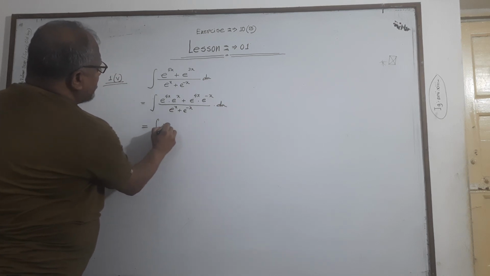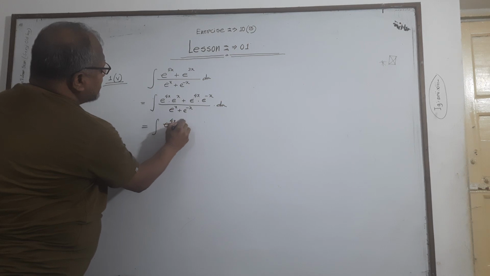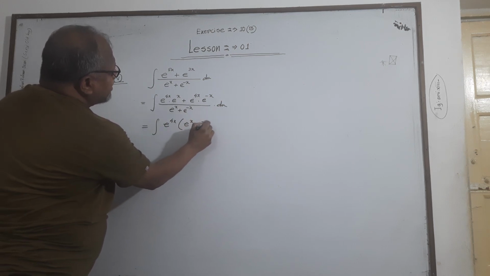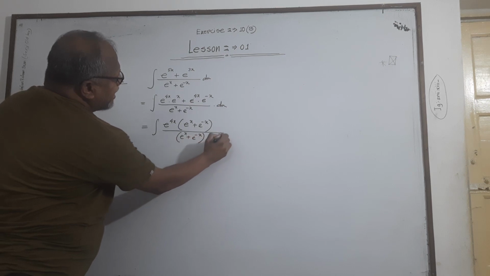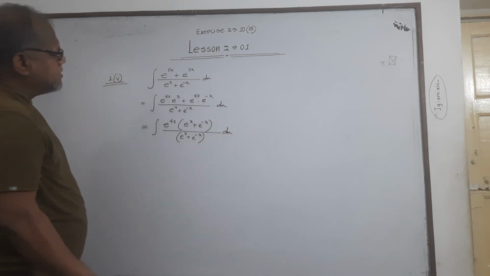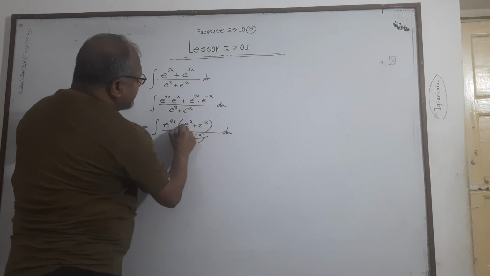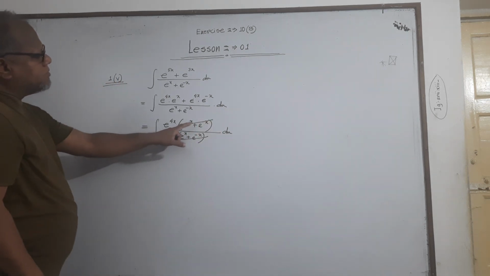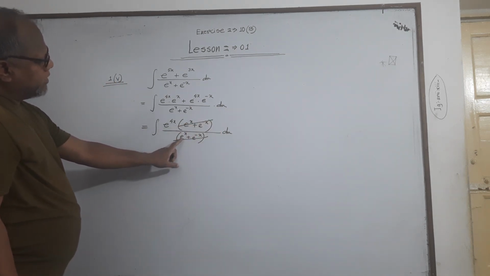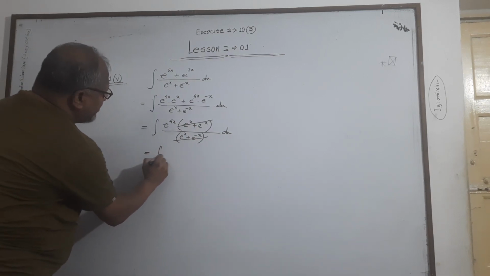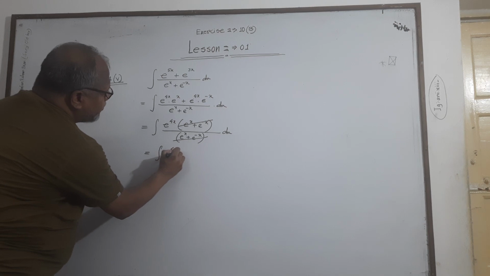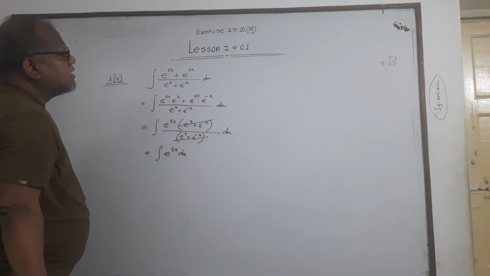So I take e to the power 4x common in the numerator, so it is e to the power x plus e to the power minus x, and the denominator is also e to the power x plus e to the power minus x into dx. These two are the same, so they cancel. Here one is left: e to the power 4x dx.